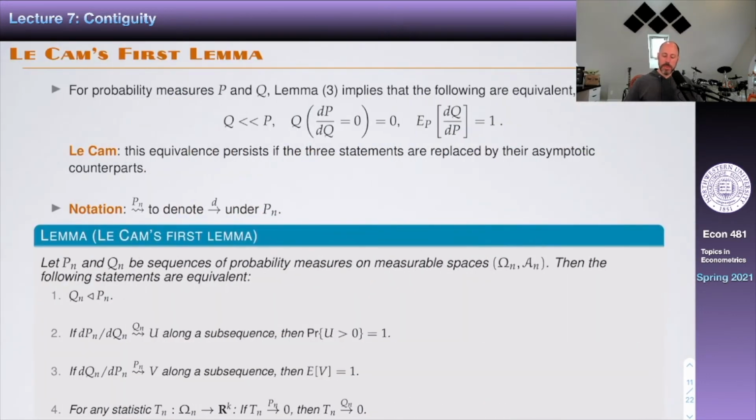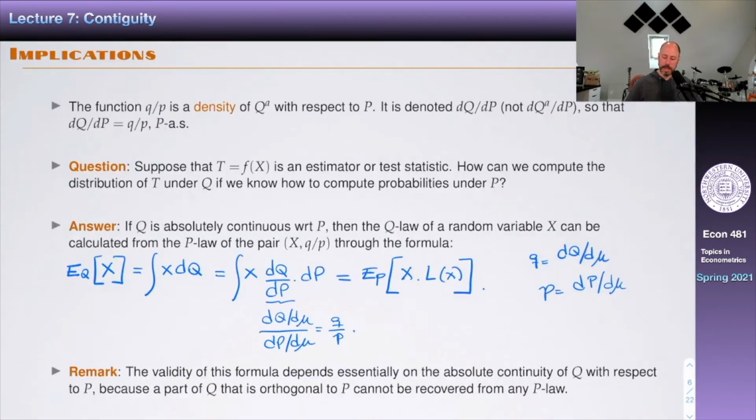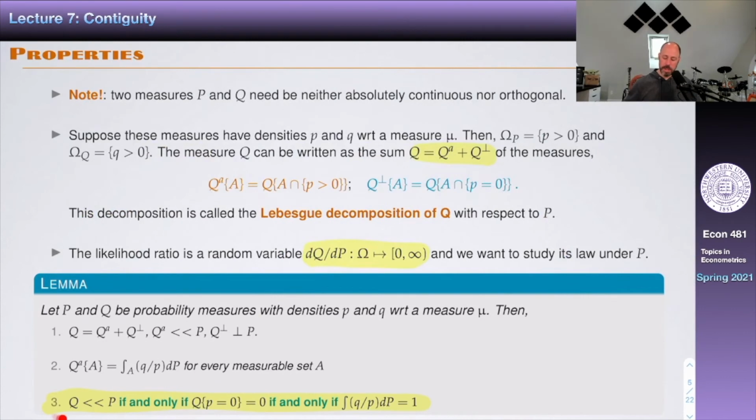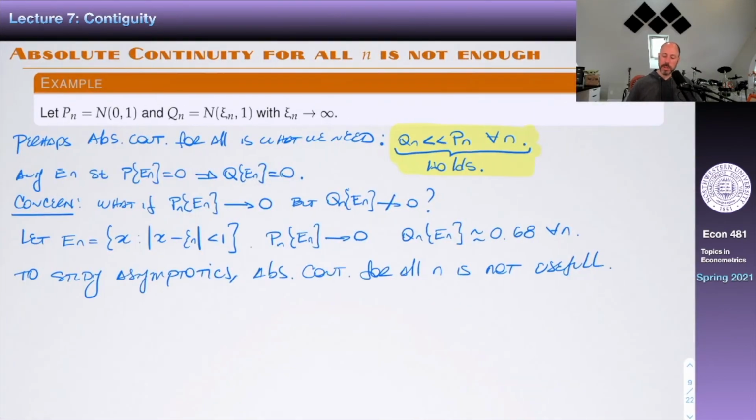Now, we're going to present Le Cam's first lemma. Okay, so Le Cam noticed the following. When you think about absolute continuity, and then you just go back, I'm going to go back for a second, to this part of the lemma that we showed before, absolute continuity had these three pieces. Okay, this if and only if this, if and only if this.